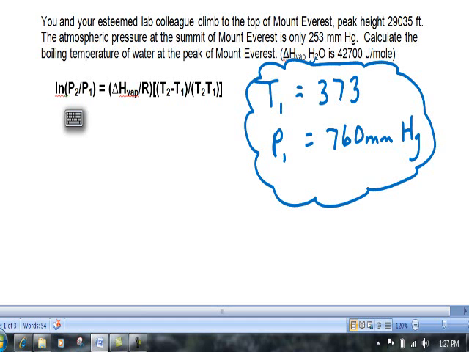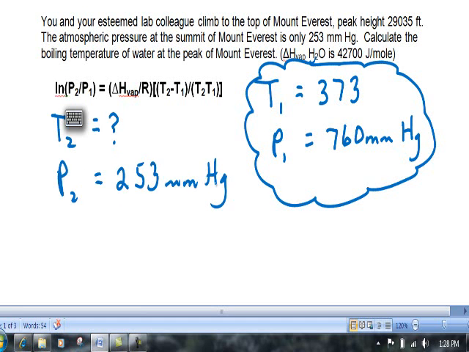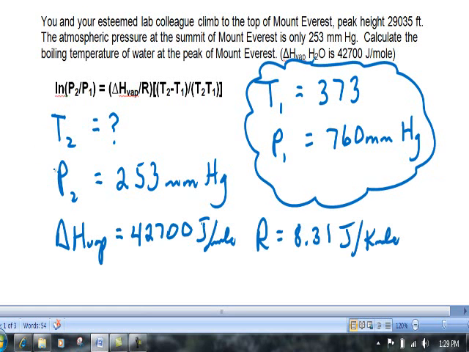The other data points, our T2 is what we're looking for. That's our unknown. Our P2 would be the pressure that we have at the peak of Mount Everest, which is 253 millimeters mercury. Now, at the peak of Mount Everest, also, the boiling point would be the temperature at which the vapor pressure becomes equal to the outside pressure. So we're looking for the temperature when the vapor pressure, P2, becomes equal to the pressure in the air on the peak of Mount Everest, which is 250 millimeters mercury.